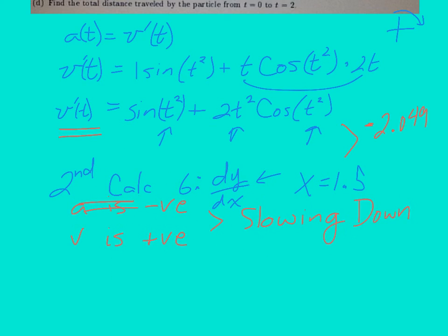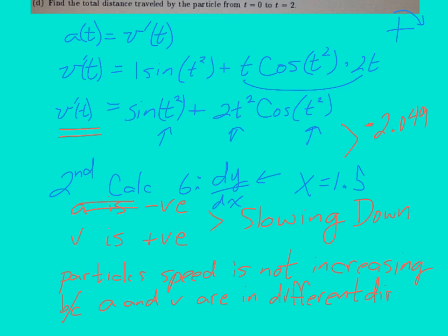We're going to say the particle's speed is not increasing because acceleration and velocity are in different directions. So something along those lines.